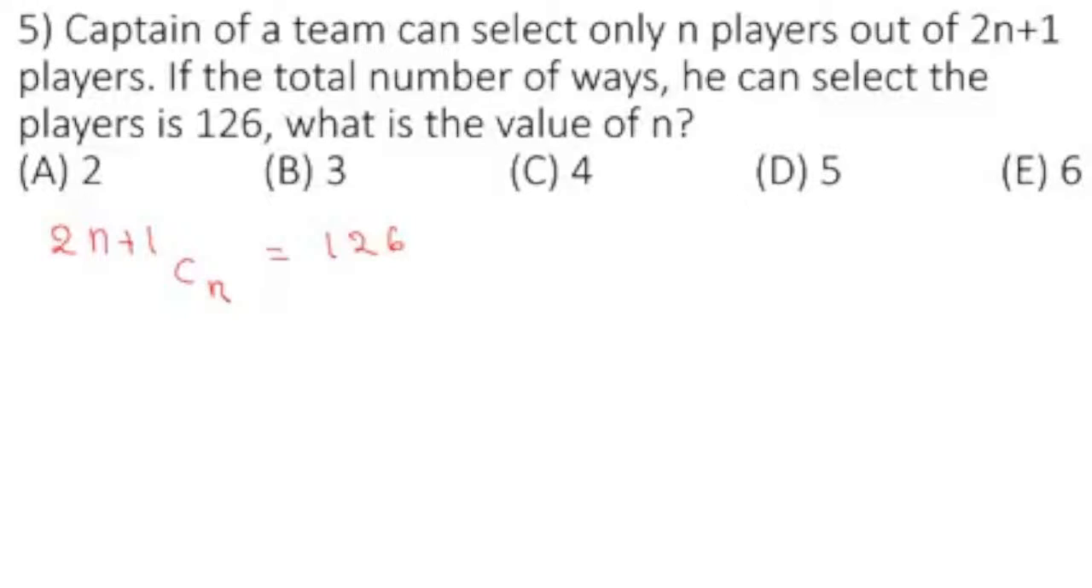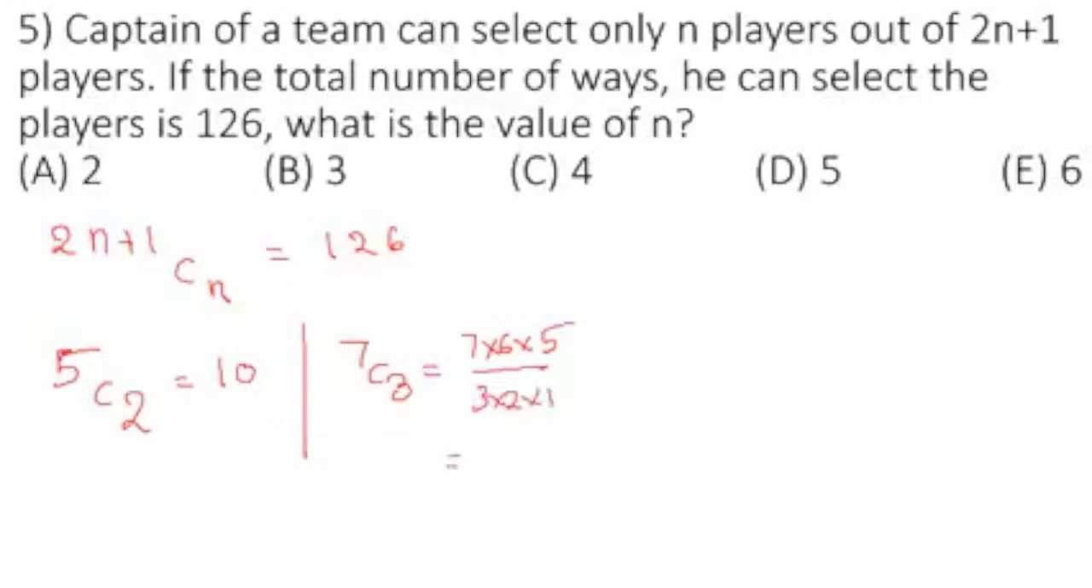So 2n plus 1 Cn is equal to 126. The problem is asking for the value of n. I'll try the value of n as 2. If n is 2, then 2n plus 1 is 5, so 5C2 is 10. Similarly, if I take n as 3, 2 into 3 plus 1 gives 7C3, which means 7 into 6 into 5 by 3 into 2 into 1, which will be 35.